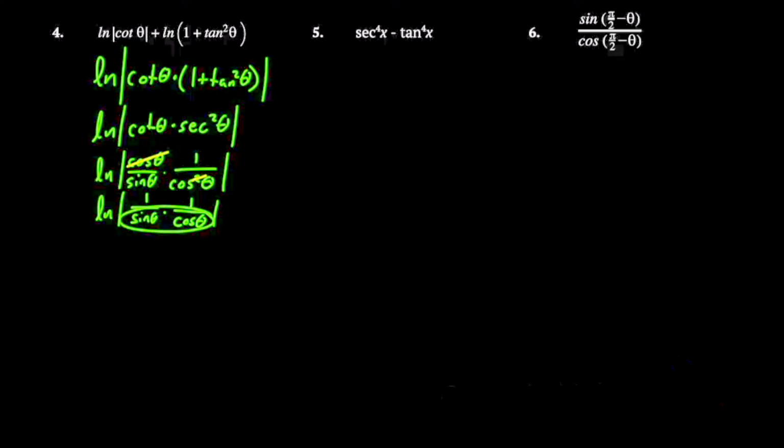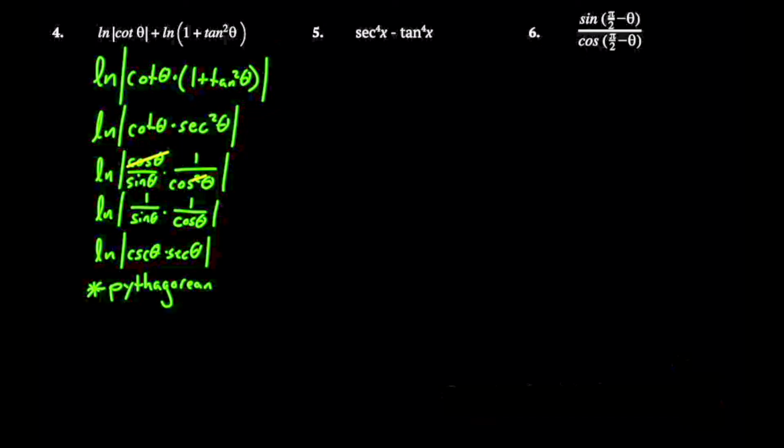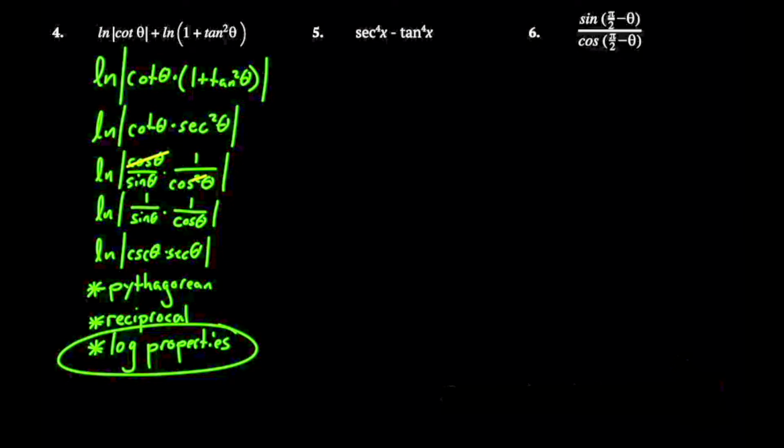Now there's nothing really to do to combine these, but I could change this back into cosecant and change this into secant. So the final answer will be the natural log of cosecant of theta times secant of theta. So this problem required us to use the Pythagorean identities, the reciprocal identities, and we had to know a little bit about our log properties.